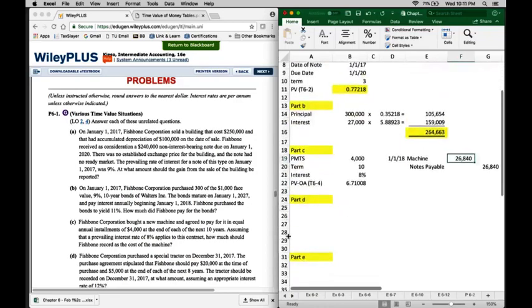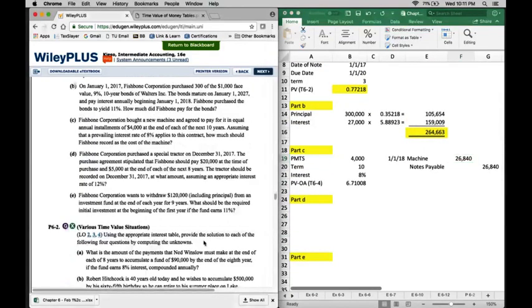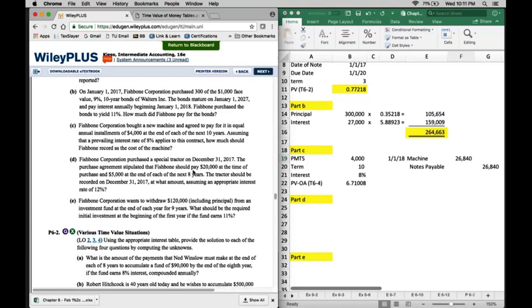Okay. Now that I've seen that, let's see what Part D has and how it is different from the previous one. We purchased a special tractor on December 31st, 2017. The purchase agreement stipulated that we should pay $20,000 at the time of purchase and $5,000 at the end of each year for the next 8 years. The tractor should be recorded at December 31st, 2017. Assuming an appropriate interest rate of 12%, they want to know what the amount should be.